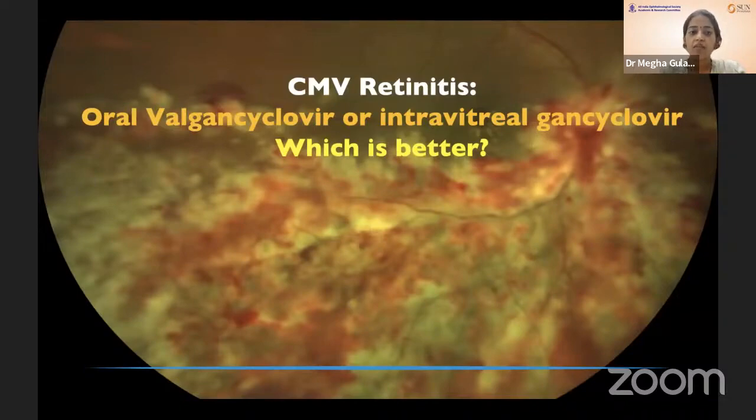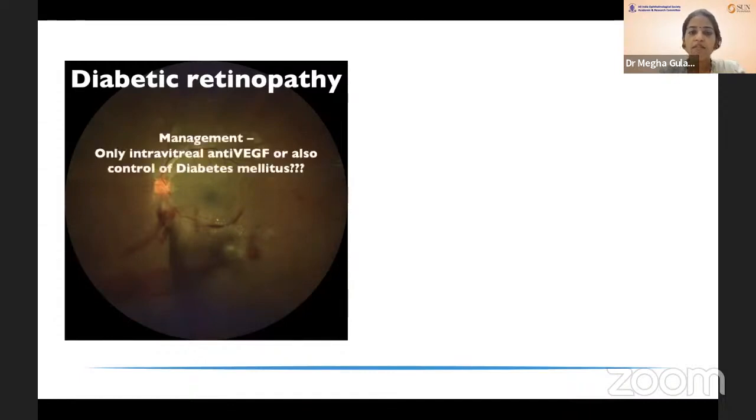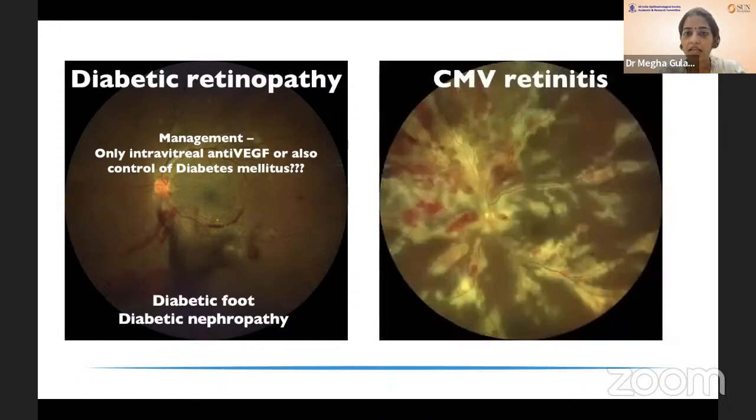Before I start, I would like to give a simple example. A patient presented to the clinic with this clinical picture of diabetic retinopathy, PDR status. What treatment will you advise? Just an intravitreal anti-VEGF injection, or would you also counsel the patient to control diabetes mellitus and visit the diabetologist, because the patient is also at risk of multi-organ involvement from diabetes? By the same analogy, what should be the management of CMV retinitis?